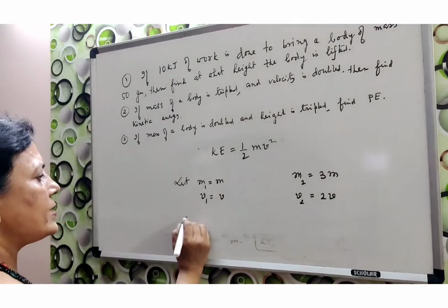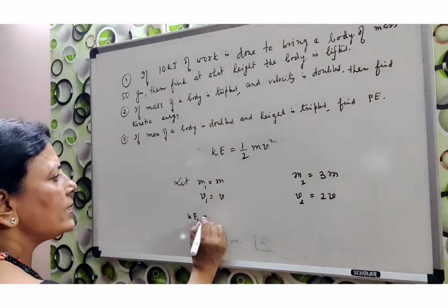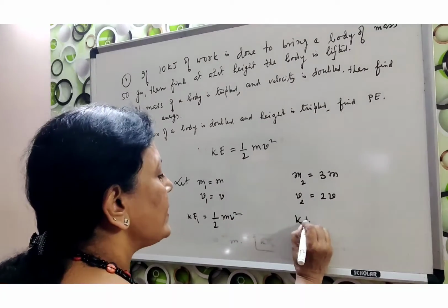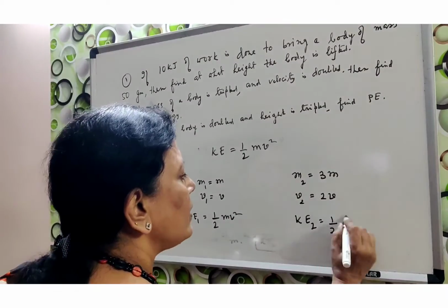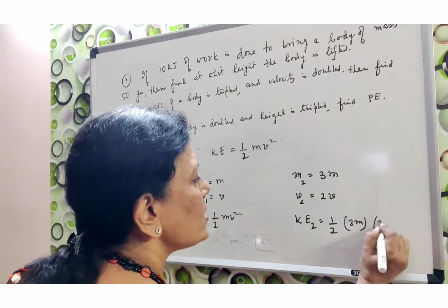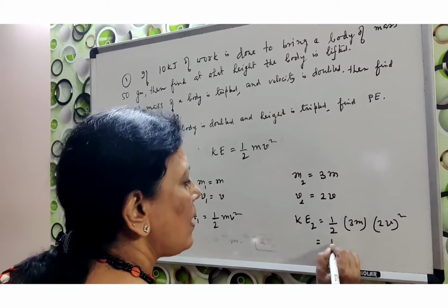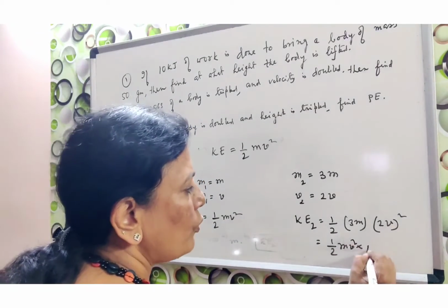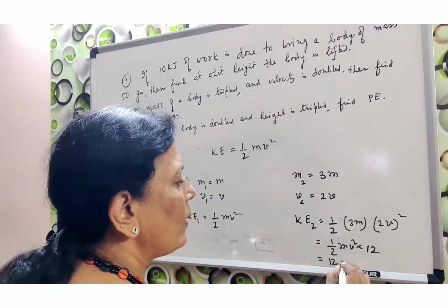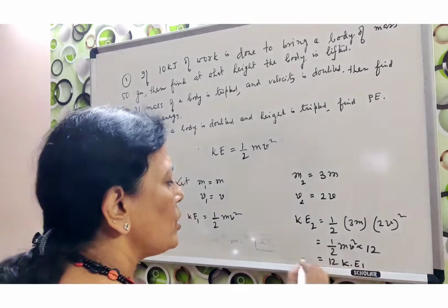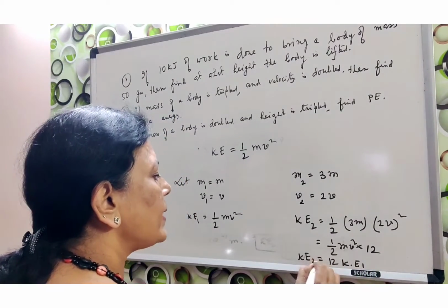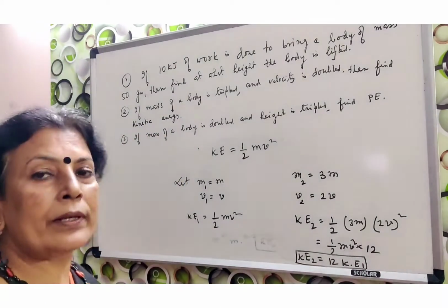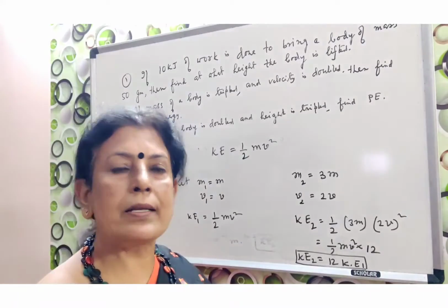Then find kinetic energy. In the first case, kinetic energy 1 is half m into v square. And in the second case, kinetic energy 2 is half into 3m into twice v whole square. That implies half m v square into 3 into 2 square, which means 4, so 12. That is equal to 12 into kinetic energy 1. So we can say kinetic energy will be 12 times the previous kinetic energy. Now let's solve problem number 3.